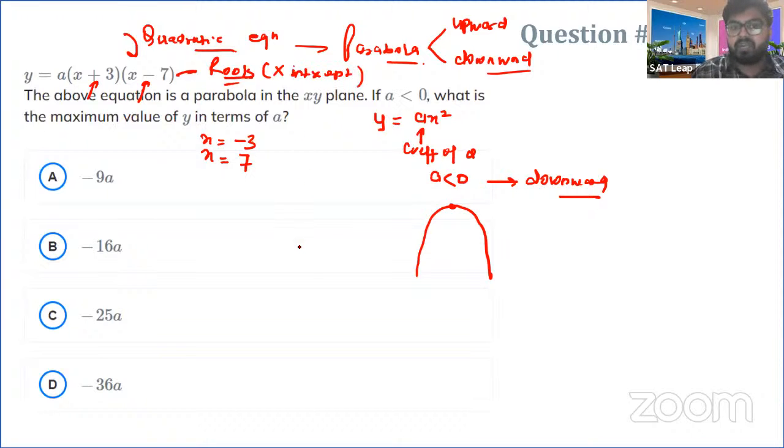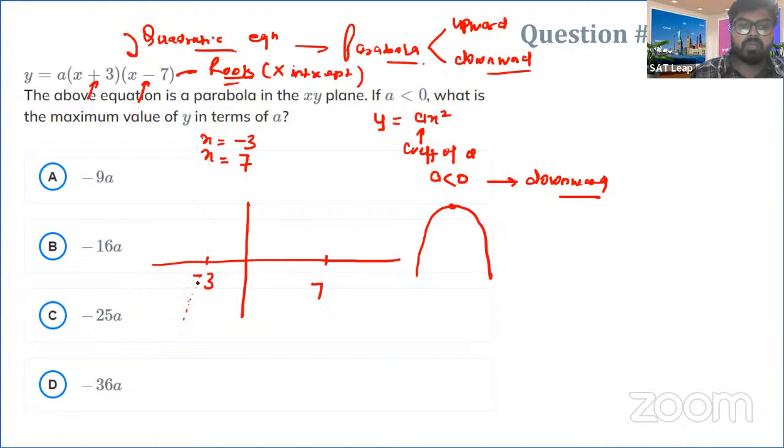So which means if I were to make a rough graph over here, the parabola will have x-intercepts of -3 and 7, and it will definitely be a downward parabola. So it will be something like this. Okay, I'm just making a rough sketch. Downward parabola with the x-intercepts like this. And the question is talking about the maximum value.